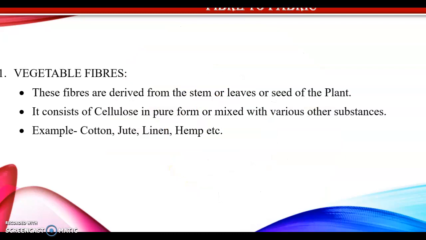Vegetable fiber. From this slide, we are going to see the detailed definitions and examples of fiber classifications. So I'll detail vegetable fibers. Mostly these fibers are derived from the stem, leaf or seed of the plant. So it consists of cellulose in pure form or mixed with various other substances. Examples: cotton, jute, linen, hemp. The cotton is a seed hair fiber. Jute, linen, hemp are called bast fibers. So what do you mean by bast? The fibers which are derived from the stem of the plant are known as bast fibers.